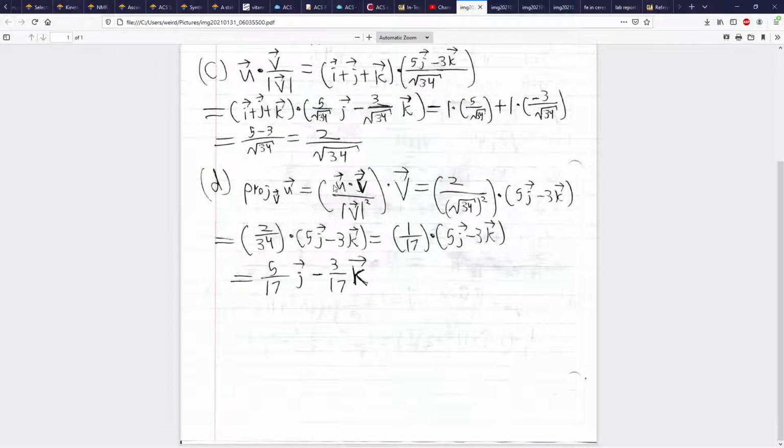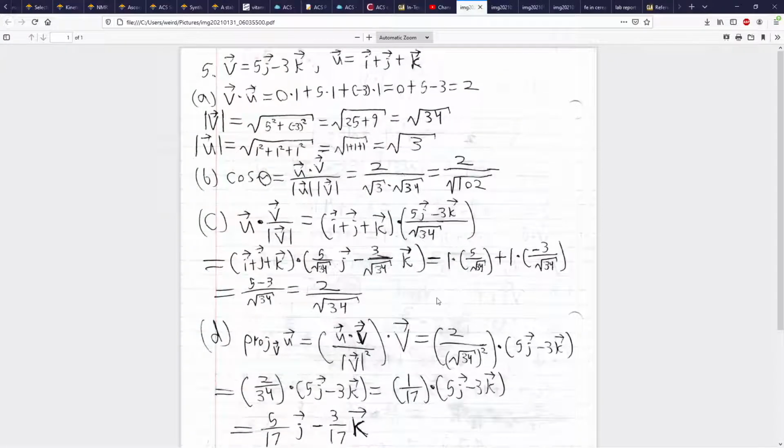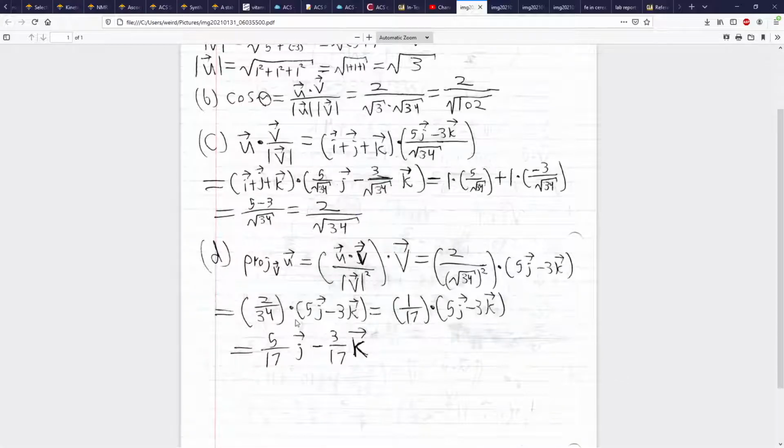And finally, the projection part, like the other two problems. You go through the formula, you have 2 from before for the dot product, the magnitude of v squared, square root of 34 squared is 34, and the vector v, 5j minus 3k. And that gets to 2 over 34 times that vector. You can simplify it down to 1/17 times it, and you have 5/17 j minus 3/17 k.